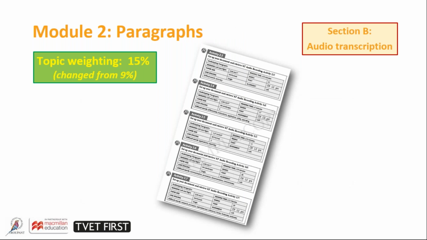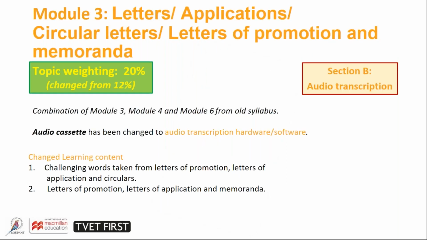In your paragraphs, the weighting has changed from 9% to 15% because this is going to prepare them for what is coming. Your letters, your applications, circular letters, letters of promotion, and your memoranda, again, this has changed from 12% to 20%. There has been a combination of Module 3 and 4 and Module 6 from the old syllabus. Audio cassette has been changed to audio transcription hardware or software. Different colleges use different things.